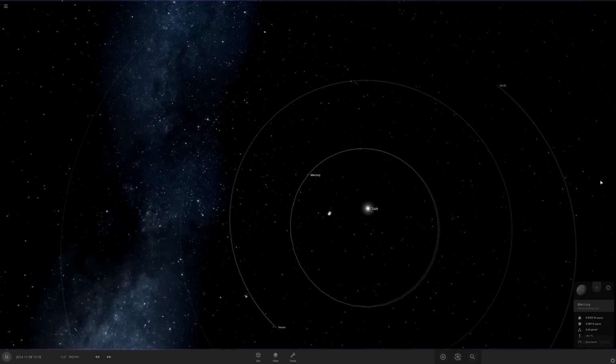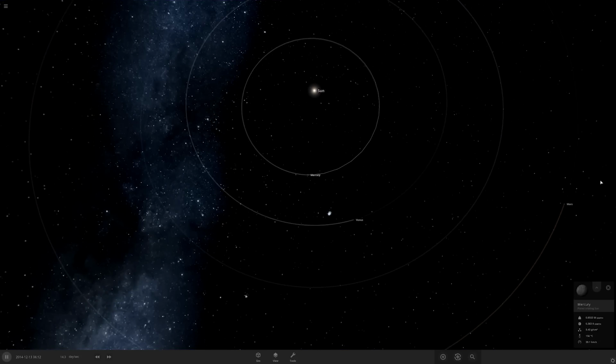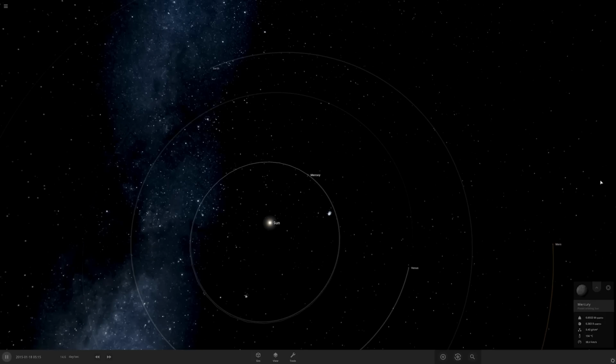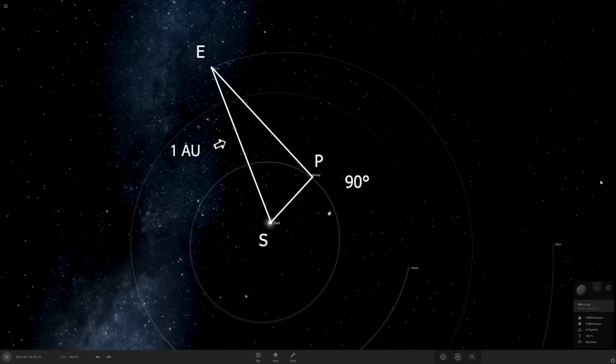For the inner planets, Mercury and Venus, all we need is some very simple trigonometry. When the planet is as far from the Sun in the sky as it gets, greatest elongation, this angle here, SPE, must be 90 degrees. The angular separation between the planet and the Sun in the sky is this angle, PES, that's easily measured. Since this side of the triangle is 1 AU, basic trigonometry tells us that this side is sine PES.